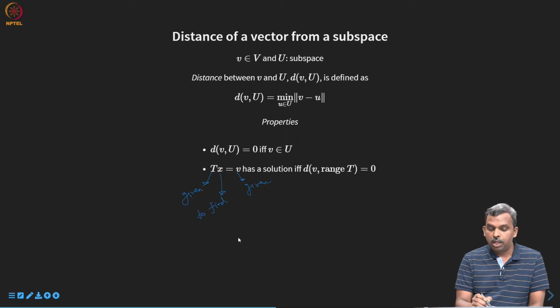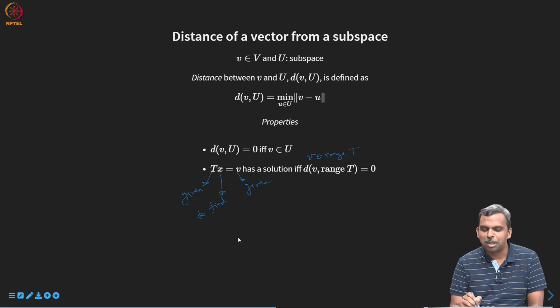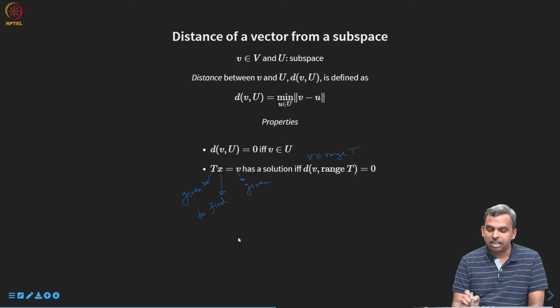only if V is in the range, right? Isn't it? If and only if V belongs to range of T. And that V belonging to range of T is the same as distance between V and range of T equal to 0. So I'm not saying anything new here, but we will use this soon enough. It seems like a redundant property, but I'm just showing you how distance being 0 and linear equations are connected in one very nice way.